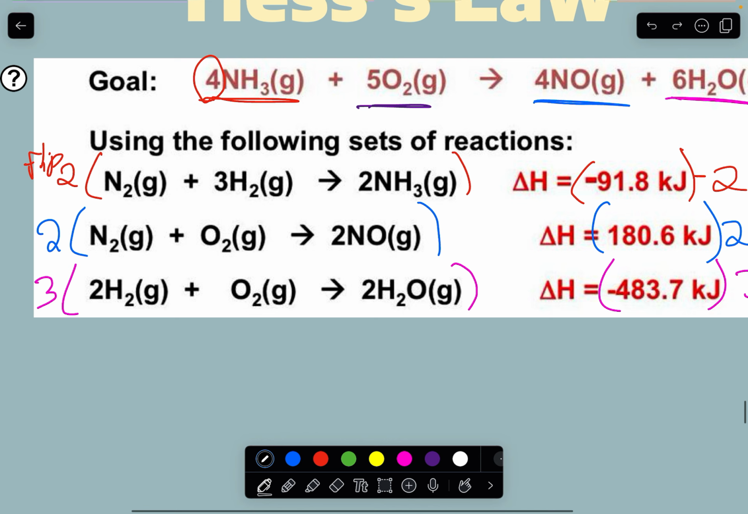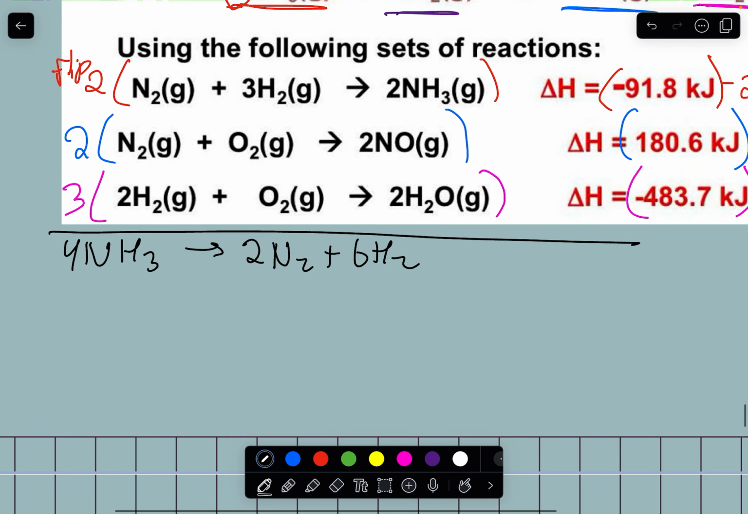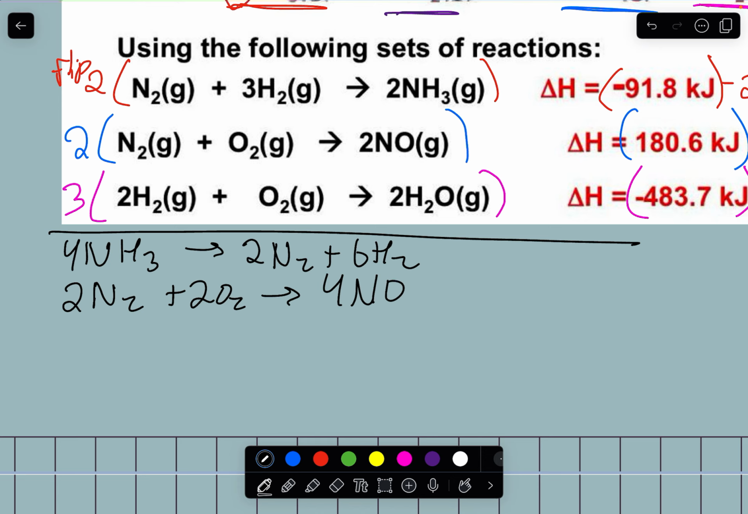Okay, so if we change our reaction, if we flip the first one and multiply by 2, we get 4 NH3 goes to 2N2 plus 6H2. The second one, we're just multiplying by 2. We have 2N2 plus 2O2 goes to 4NO. And the third one, we're just multiplying by 3. We have 6H2 plus 3O2 goes to 4H2O.